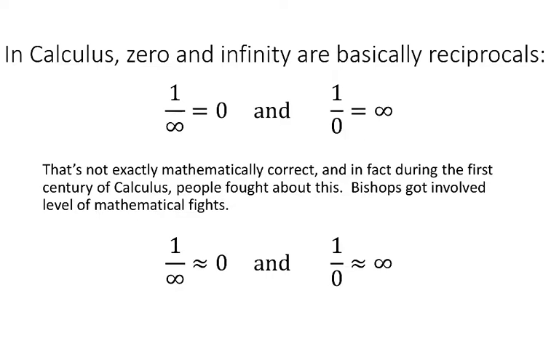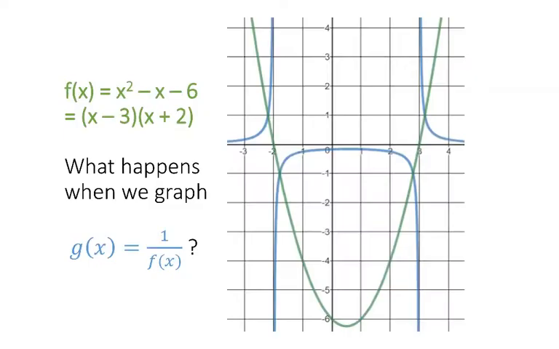So if we're being actually mathematically accurate, you would say 1 over infinity is approximately equal to 0, and 1 over 0 is approximately equal to infinity. But these approximations are not just like rounding errors. They are as close as you can possibly get, which is why you can get away with this for a very long time. Actually, I don't even think I realized this was wrong until I started teaching calculus.